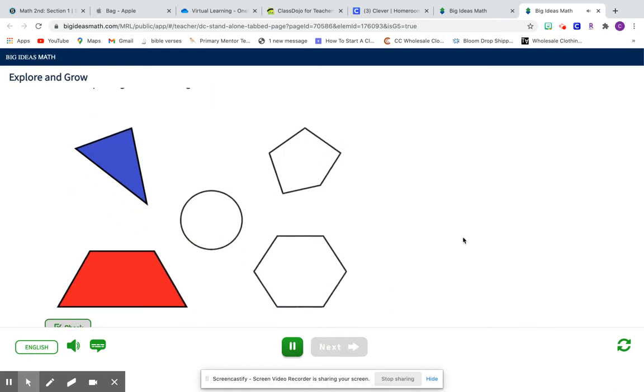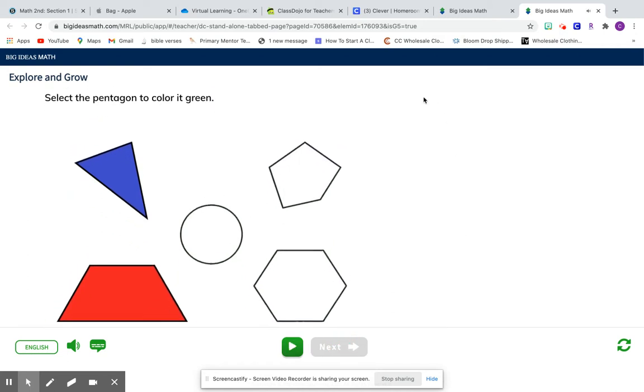Select the pentagon to color it green. All right, the pentagon has 5 sides. 1, 2, 3, 4, 5.